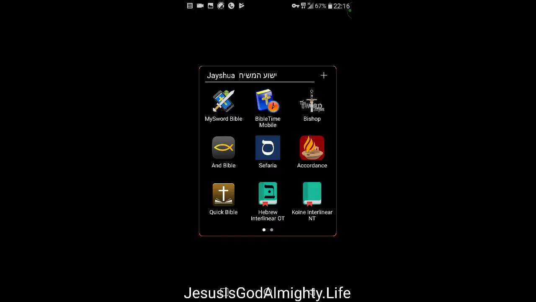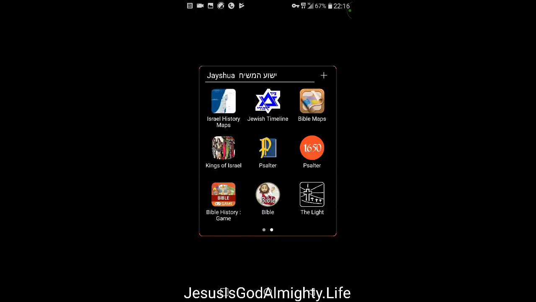As you can see, there's 1, 2, 3, 4, 5, 6, 7, 8, 9, and 10 Bible apps. Then I have some other things, a Bible history game where you need to put the cards in the right order. It's just to help, if I'm going to play something, then at least be something that one can learn something from, right?